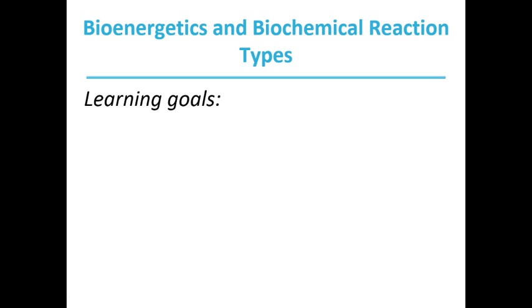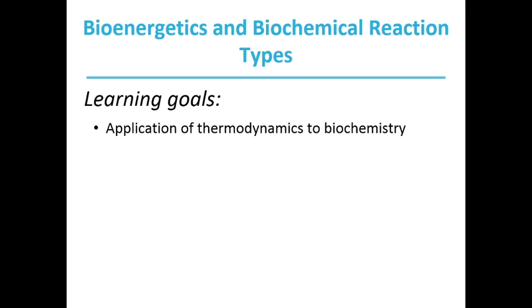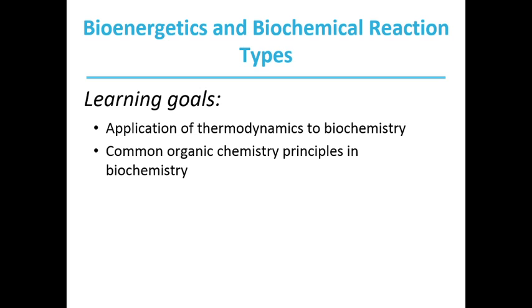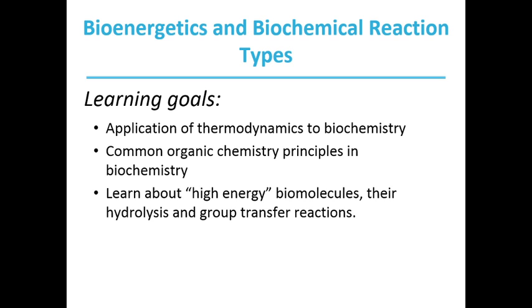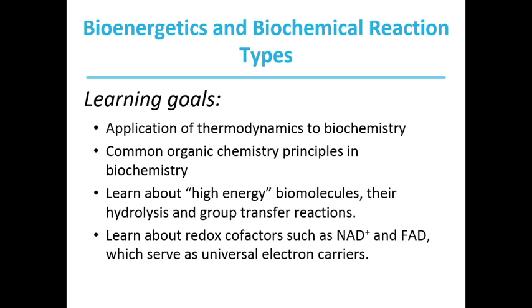These are the learning goals for this chapter. Application of thermodynamics to biochemistry. Common organic chemistry principles in biochemistry. We'll learn about high-energy biomolecules, their hydrolysis and group transfer reactions. And finally, redox cofactors such as NAD+ and FAD, which serve as universal electron carriers.